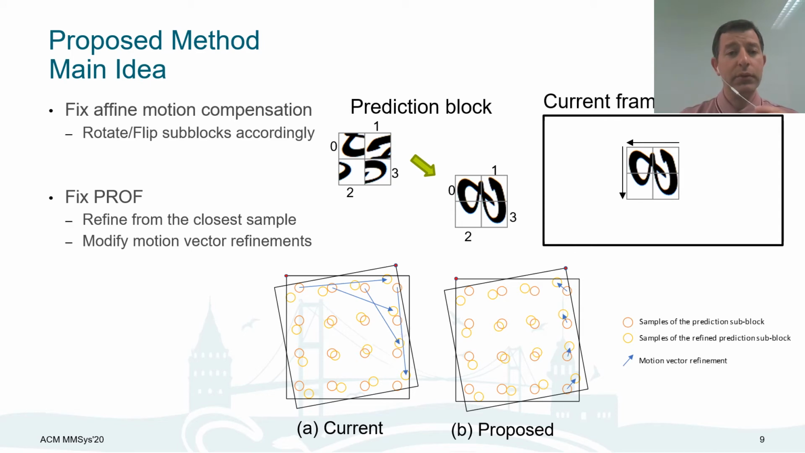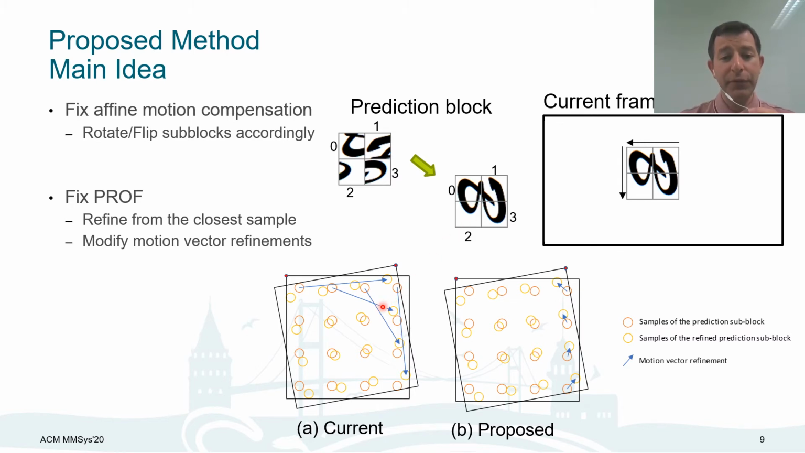So the method that we propose here is to fix affine motion compensation and also PROF when there is large rotation. The main idea for the affine motion compensation part is that currently it gives this block, but if you notice, if we rotate each subblock according to the rotation, then we can get this block. So the idea is very simple. We just rotate the subblocks accordingly, and then we get a perfect prediction block.